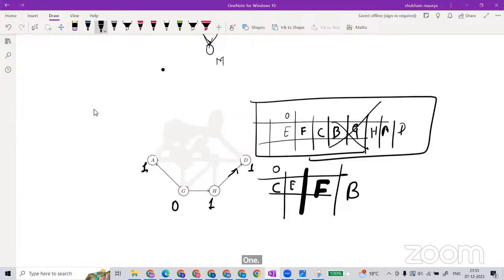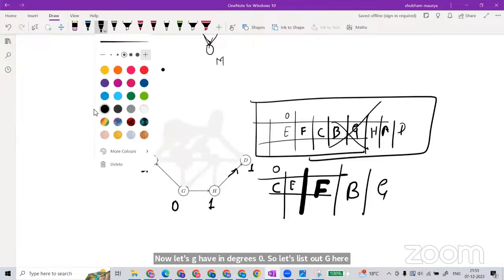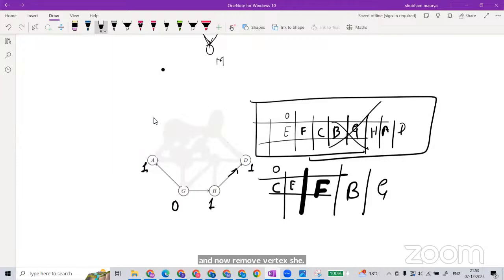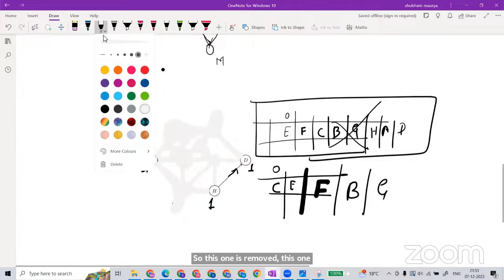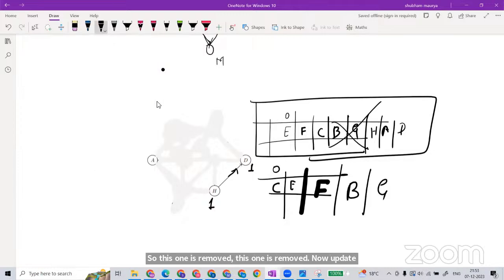Now G has in-degree 0, so let's list G here and remove vertex G. Once we remove that, the outgoing edges related to G will be removed. So this one is removed, and this one is removed. Now update the in-degrees also. A will become 0 now, and H will become 0 now. For D, there is no update.